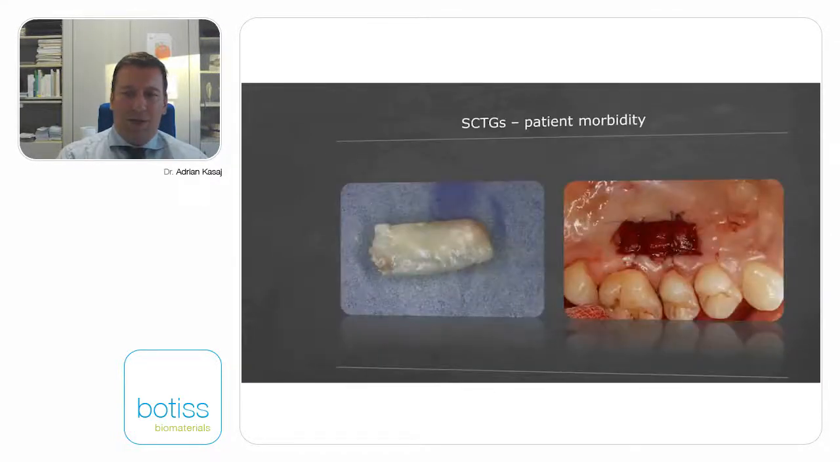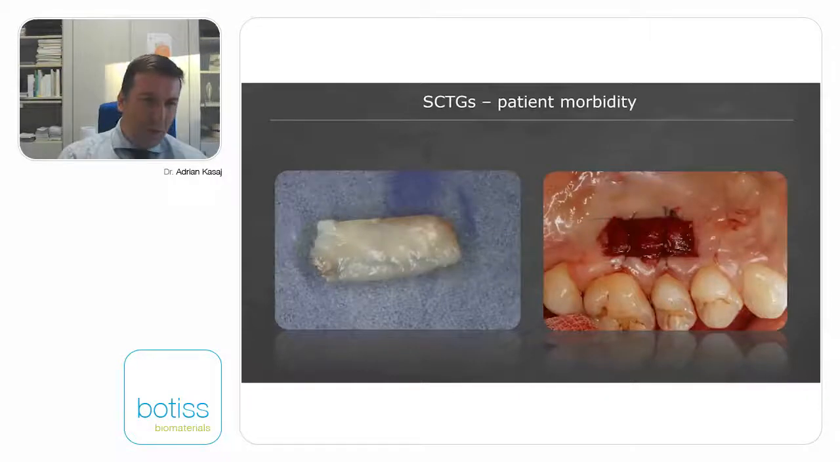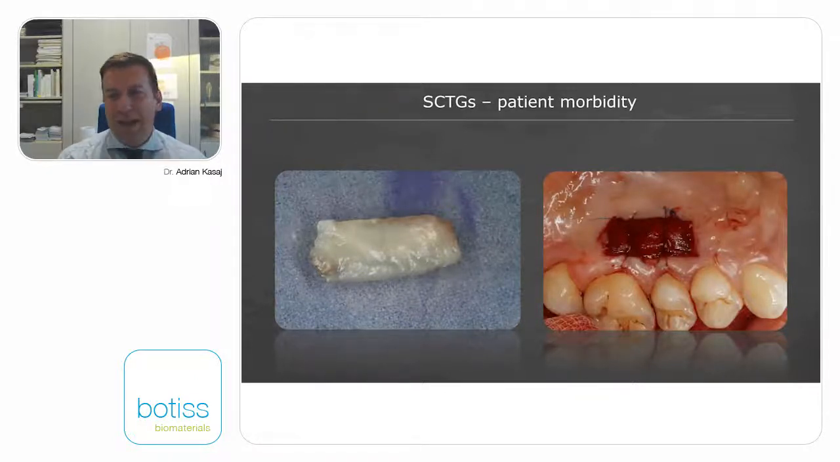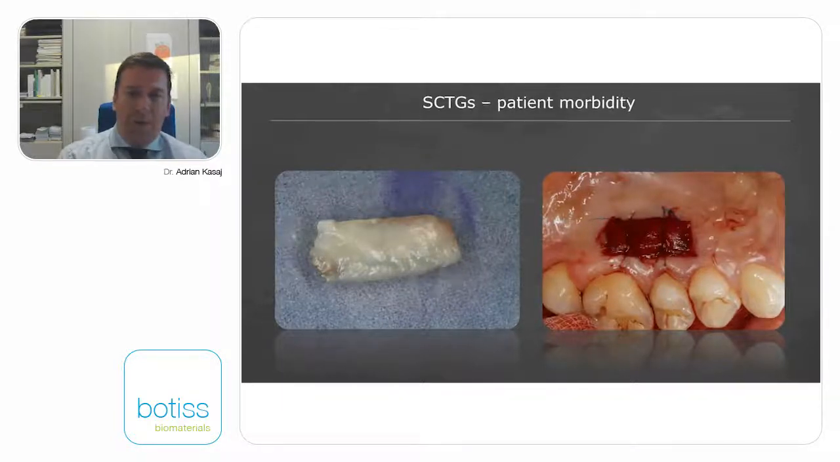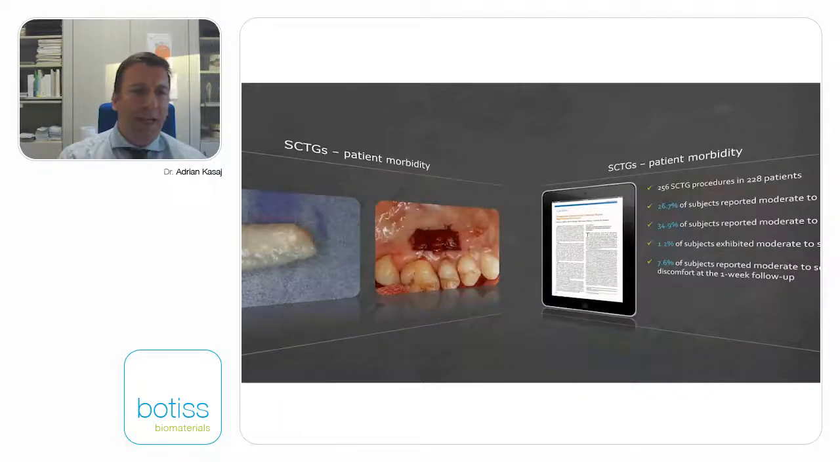But we also know that we might have some complications. This is also one possibility of harvesting connective tissue, by harvesting a free gingival graft and de-epithelializing it outside of the mouth. We also know that the patient's pain perception is associated with the depth of the harvesting of the connective tissue. However, we might also experience some complications.